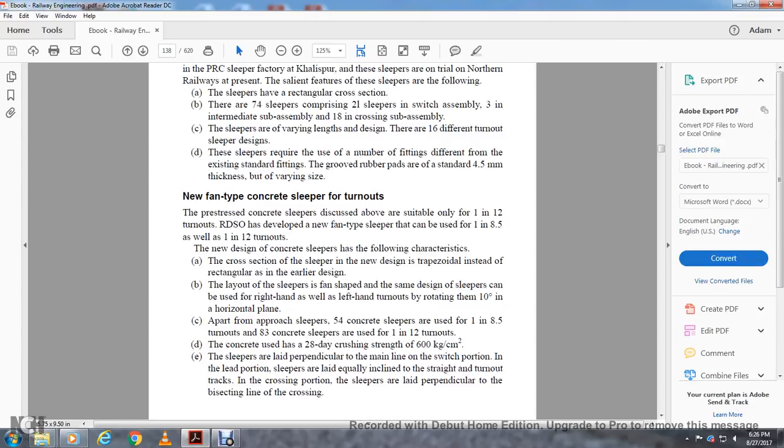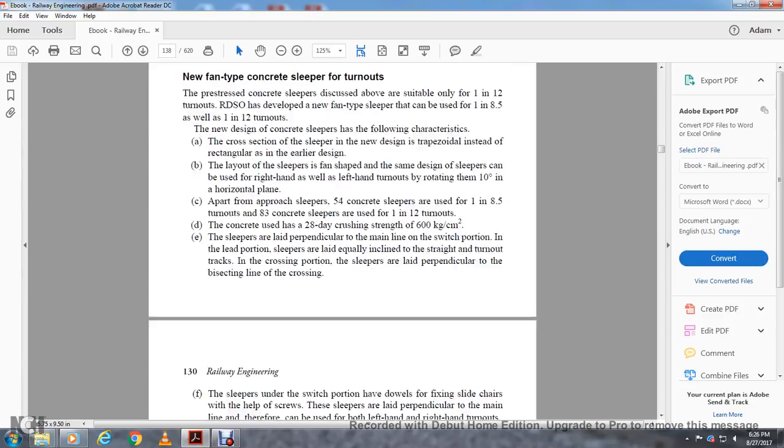The concrete used has a 28-day crushing strength of 600 kilograms per centimeter squared. Sleepers are laid perpendicular to the main line in the switch portion and the lead portion. Sleepers are laid equally inclined to the straight and turnout tracks. Cross portion sleepers are laid perpendicular to the bisecting line of the cross.